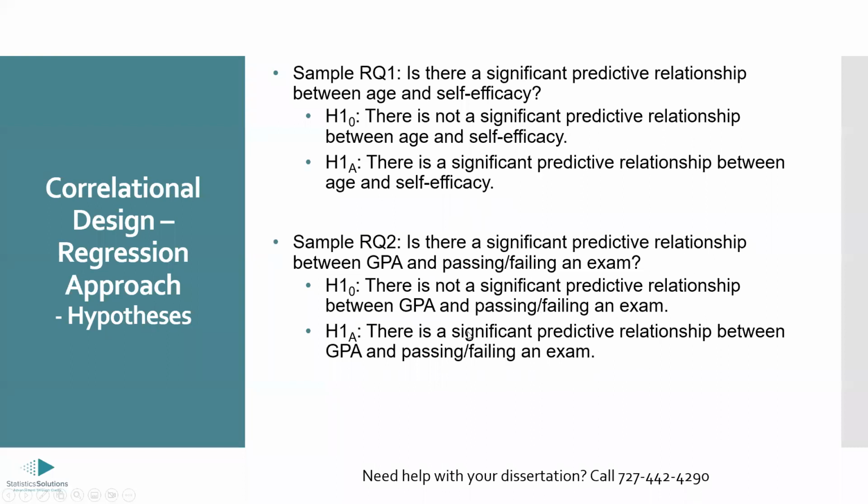The idea behind the hypotheses is exactly the same. You have a null that says there is not a significant predictive relationship. And then the alternative says that there is a significant predictive relationship. Just being careful to put that predictive language in there.